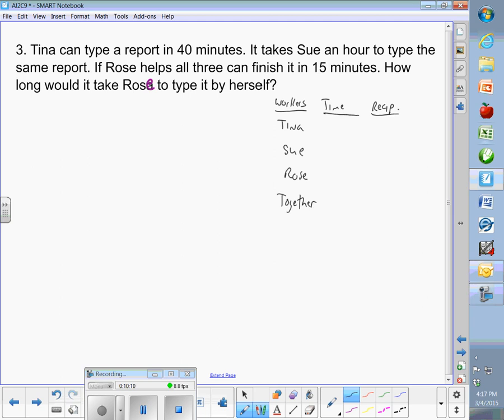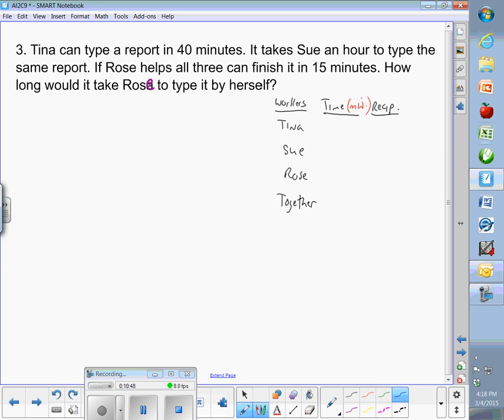Okay, so before I tell you the time, and this is a key one here, I'm going to use my red. You've got to look at what you've got. All right, so let's look at Tina. Tina's 40 minutes. Sue is an hour. Rose helping, 15 minutes. We have minutes, minutes, and hour. Is it easier to put an hour into minutes or minutes into an hour? And hopefully you say it's so much easier to put an hour into minutes. Yeah, it is. And the units have to match, so I'm going to go minutes. Now that's important. If you don't do that, you're going to mess up the problem.